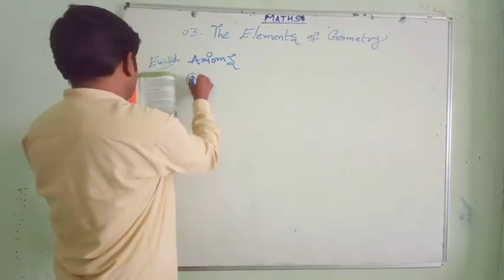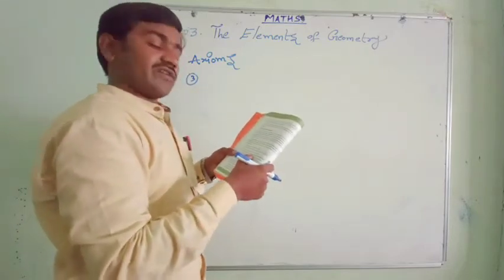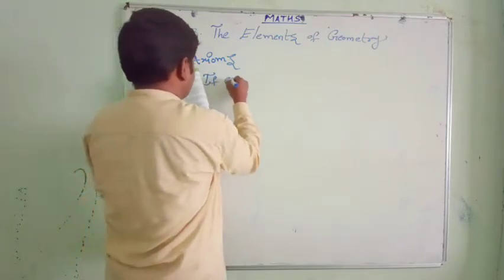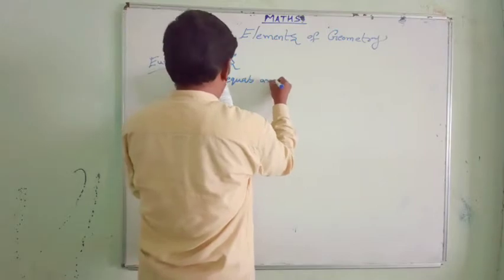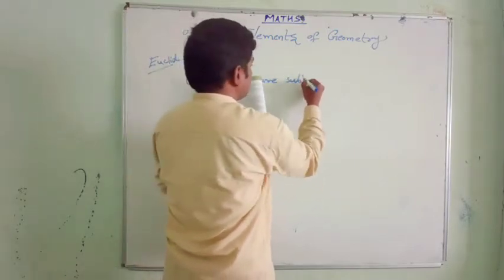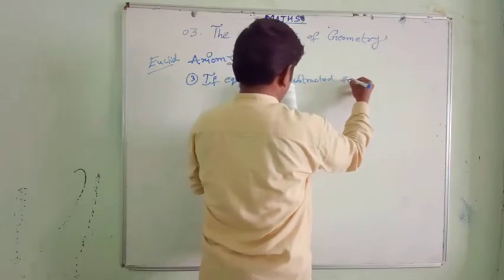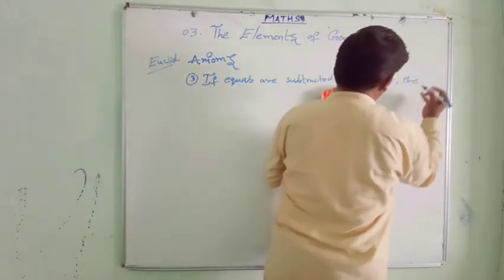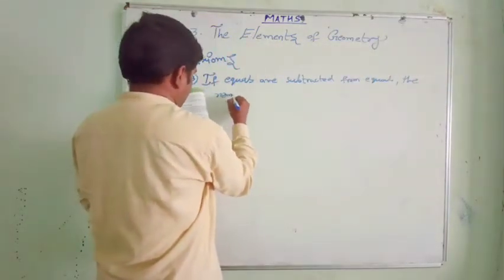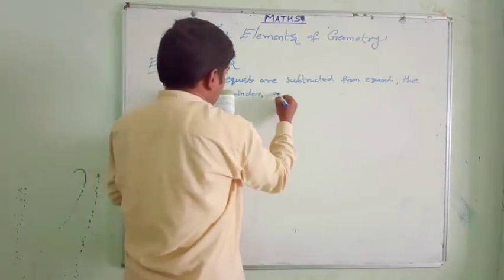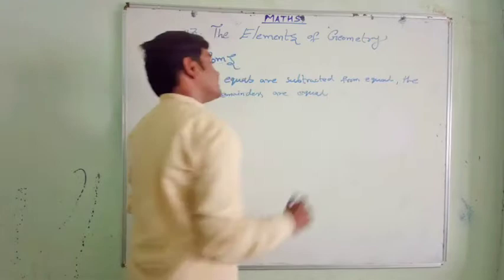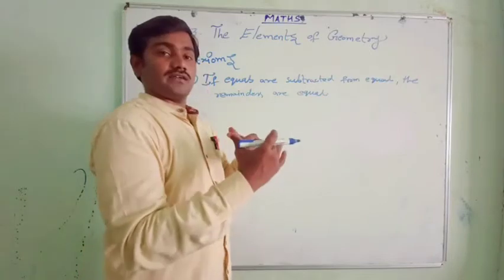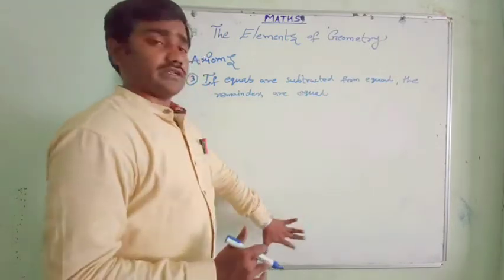And the third one: if equals are subtracted from equals, the remainders are equal. Yes, if equals are subtracted from equals, whatever is left is equal. It is quite the opposite of the second one actually.